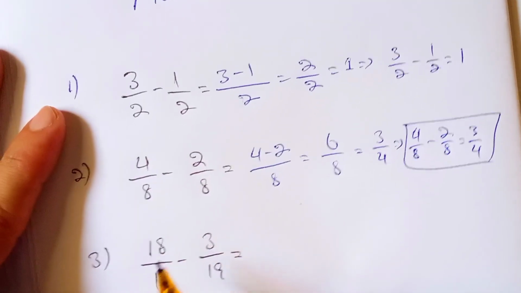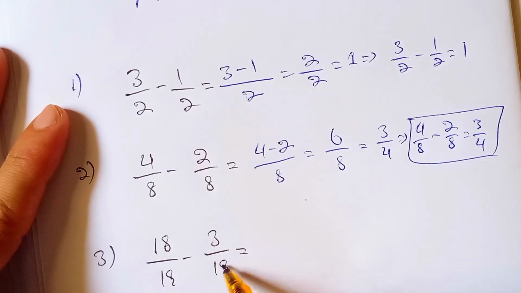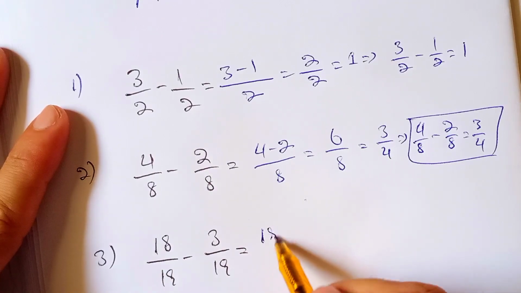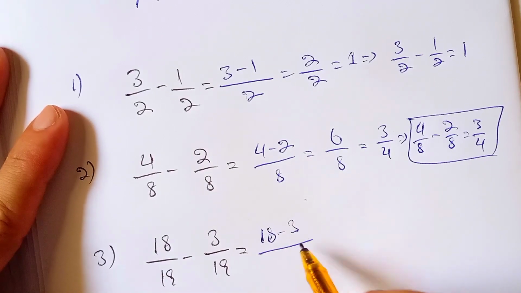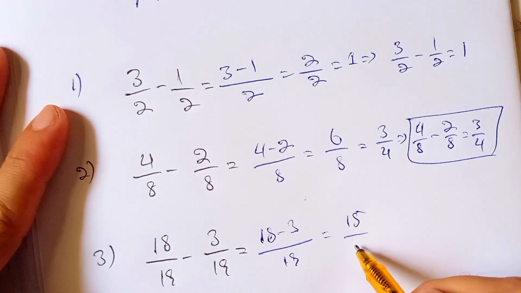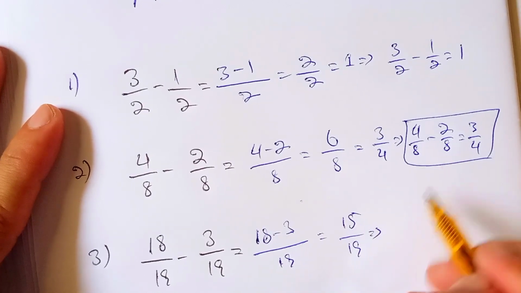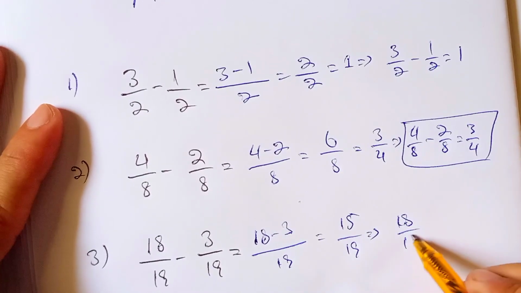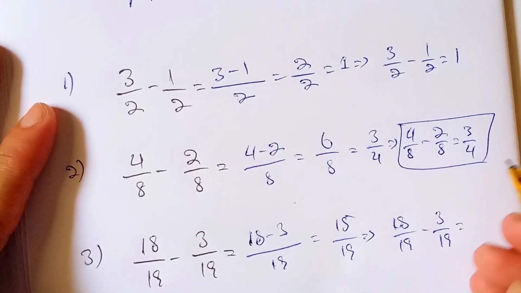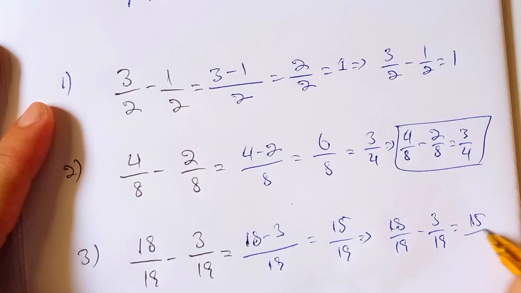Now here is another example, 18 over 19 minus 3 over 19. So again, we will keep the denominator same and subtract the numerator. So 18 minus 3 over 19 is equal to 15 over 19. Right, so 18 over 19 minus 3 over 19 is equal to 15 over 19.